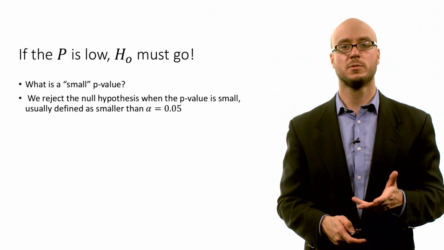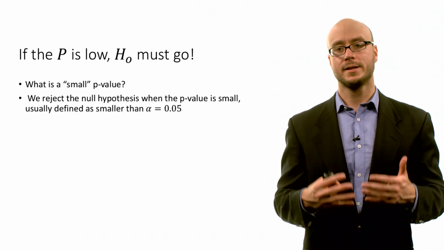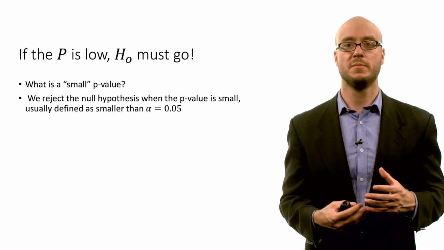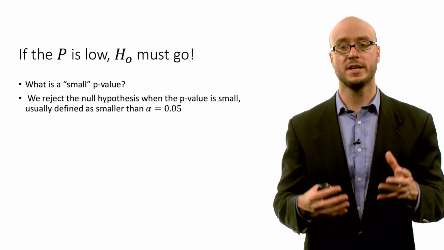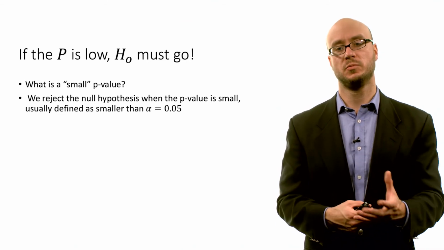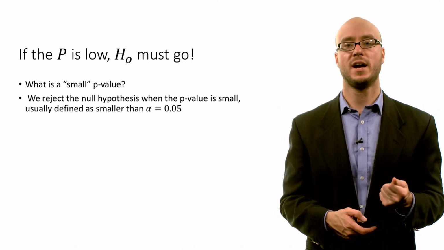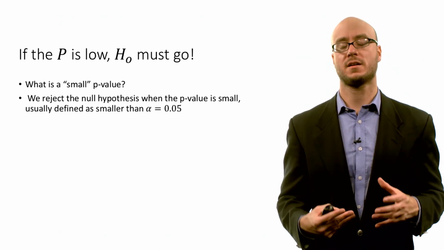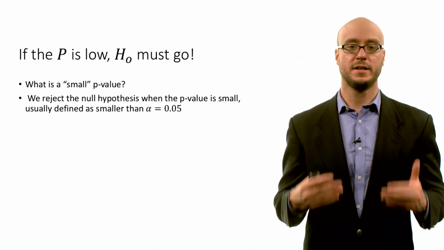So you might ask, what is a low or small p-value? Well, we have a standard cutoff for making a decision in a hypothesis test context. We reject the null hypothesis when the p-value is low, usually defined as smaller than alpha equals 0.05. Alpha here we call the alpha criterion level.